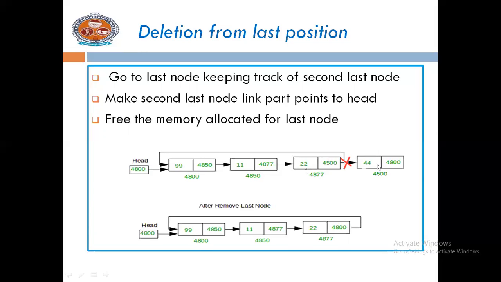After deleting the last node, the list contains only 3 nodes and the last node address is 4877. That means the second last node becomes the last node, and the last node link part points to head, that is 4800. So that is deleting a node from the last position.